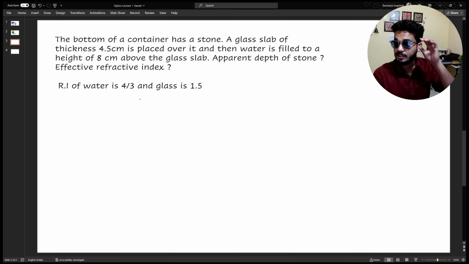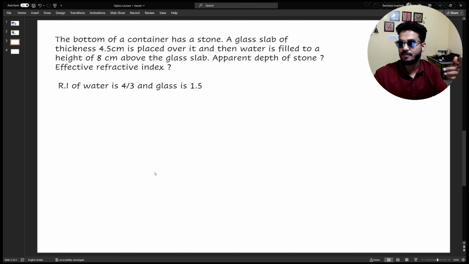Guys, I have a question based on this particular concept. The question says there is a stone at the bottom of a container, and there are 2 layers. One is a glass slab of thickness 4.5 centimeters, and over it is another layer made of water, and its height is 8 centimeters from the glass slab. So the question is, what is the apparent depth and what is the effective refractive index?